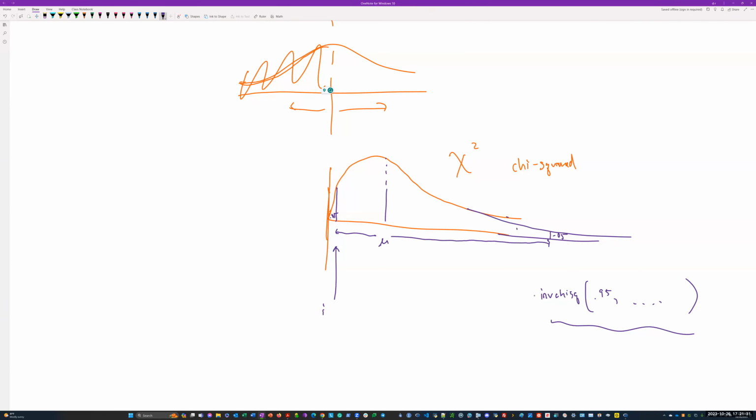What would you have to type in there? You have to do inverse chi-square of what? What would you have to type in? Sorry? 0.05. Because the area to the left. Does that make sense? And then it'll spit out the answers. So I'm just gonna do it real quick just to show you.